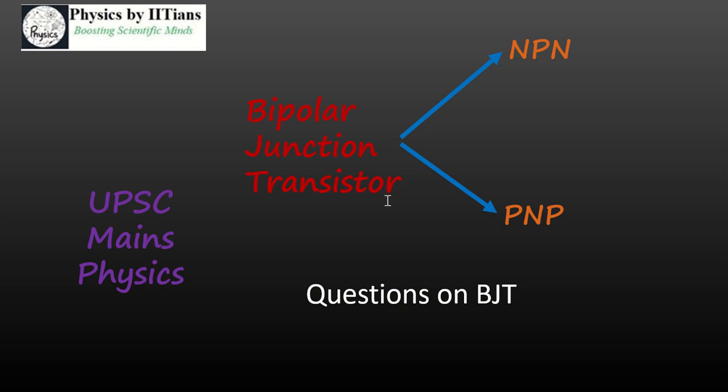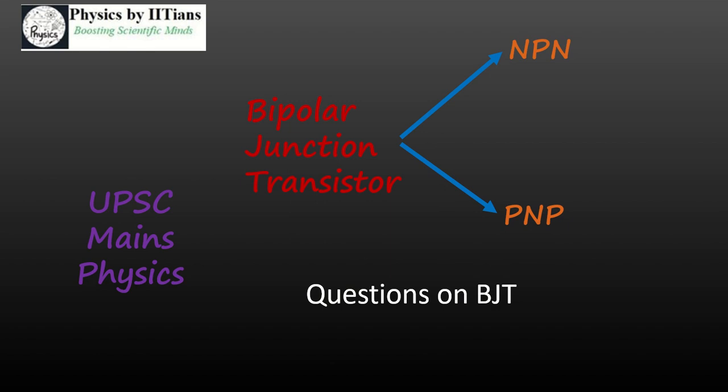In this video, we will discuss BJT related questions that were asked in the UPSC mains physics exam. We have already discussed many questions related to BJT, but most of the questions were connected with the NPN transistor. We know that the BJT can have two different polarities. One can be a NPN and another can be a PNP transistor. In this video, we will discuss a question related to the PNP transistor.